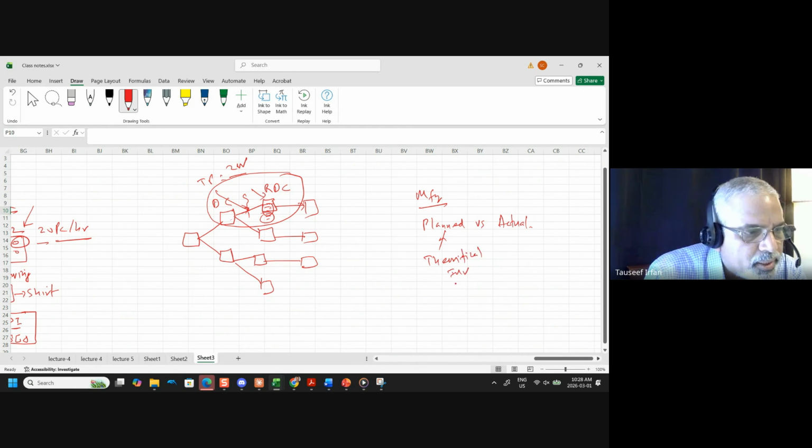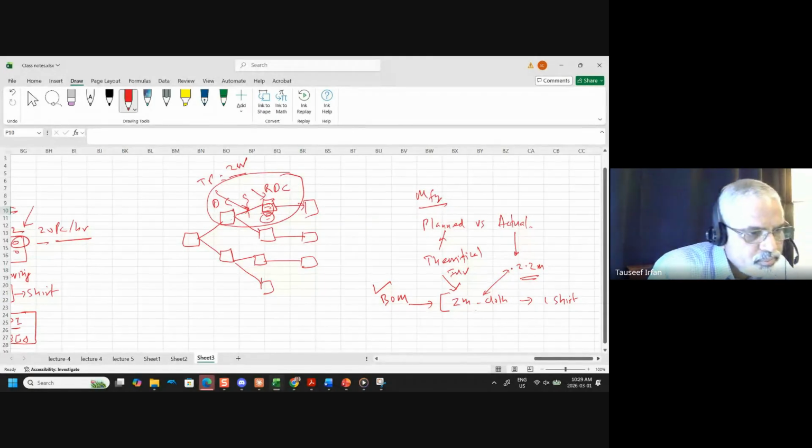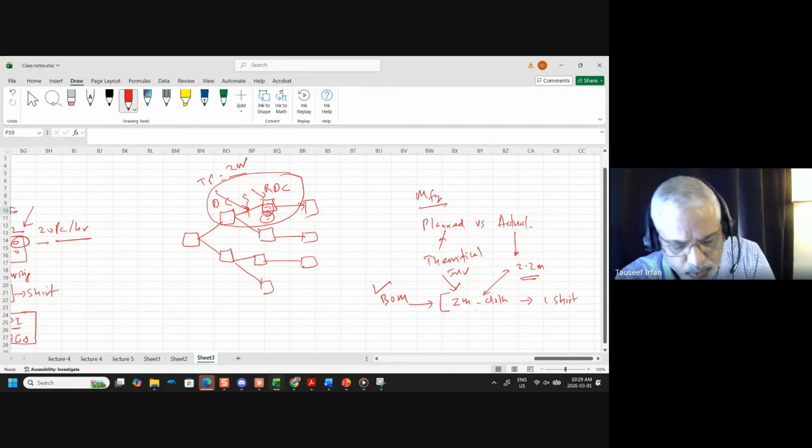Why? Because you said that I need 2 meters of cloth. I'm going with the textile industry. I need 2 meters of cloth to make one shirt. And where is this data sitting? This data is sitting in the BOM. That's my theoretical inventory. But actually, I used 2.2 meters. Everybody understood now the difference? My BOM said you need to use 2 meters, but I used 2.2 meters.